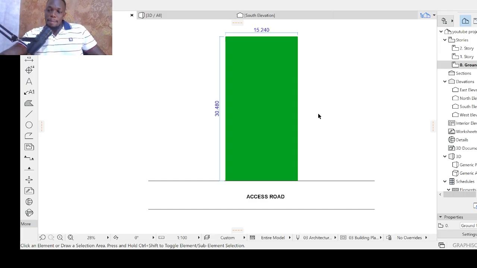Now, percentage coverage, how do you get it? For starters, it's very simple. You need to get the area of your house, divide it by the area of the plot, and multiply by 100. Then whatever you get is the coverage.